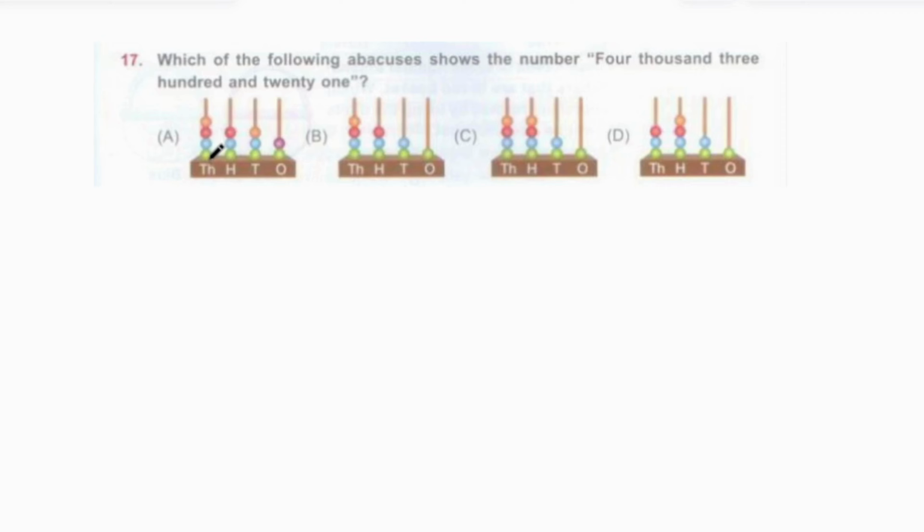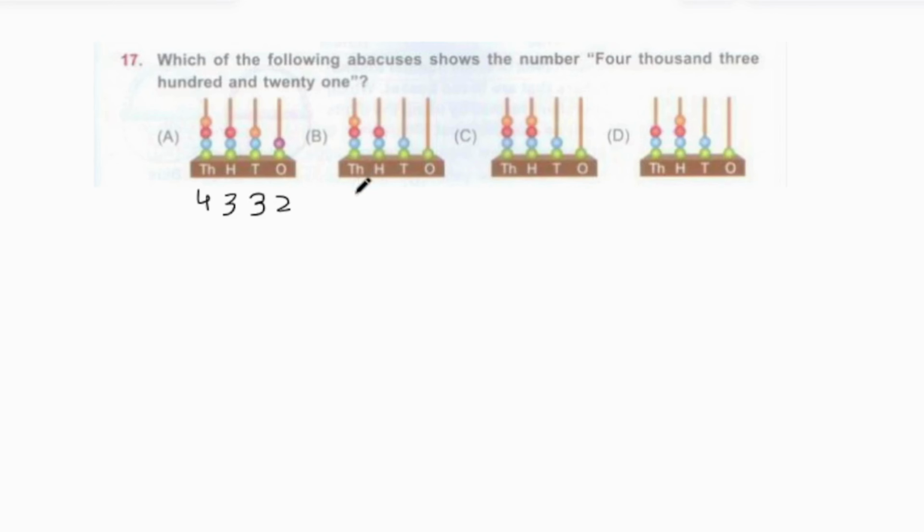Let's start from left to right. Let's write down the value of thousands, which is 1, 2, 3, 4. We write a 4 here. In the hundreds place, you have 3 beads. You write 3 here. In the thousands place, you have again 3 beads. You write 3 here. In the ones place, you have 2 beads.